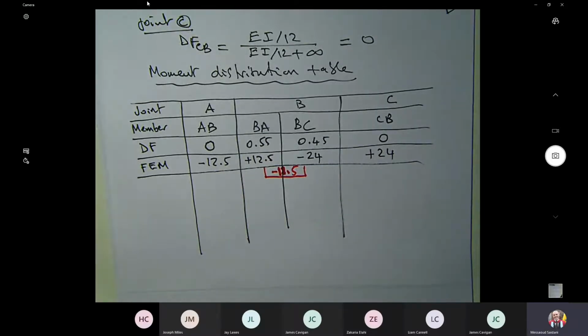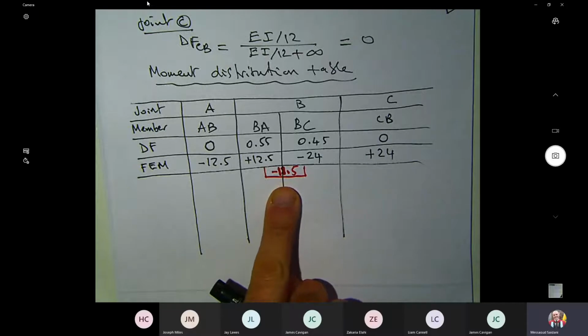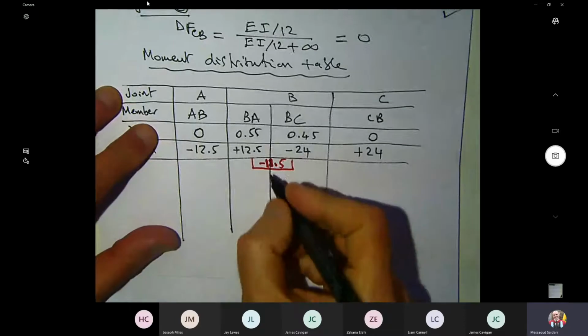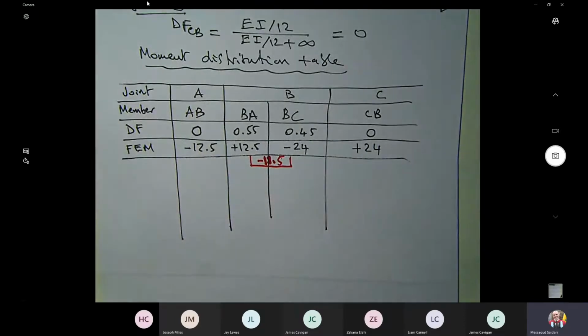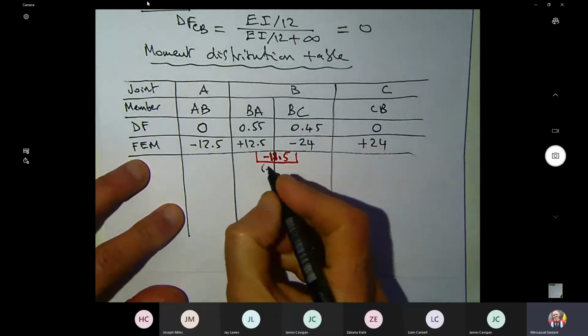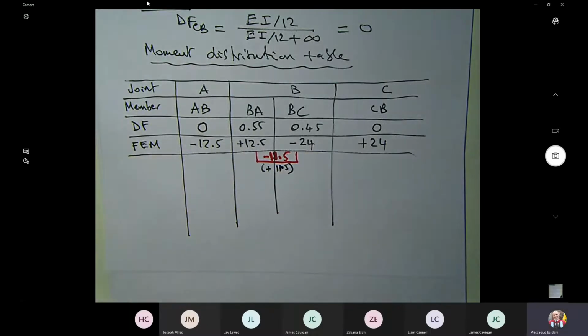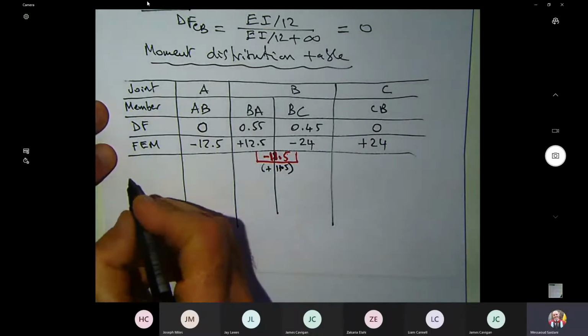Please pay attention here. Just follow with me, and then I'll give you time to write it down. So we have an out of balance here of minus 11.5. Clear? In order to balance it, to make it equal to 0 in equilibrium, how much do I need to add? Exactly. I'm going to do it this way, but in the future you will see you don't have to write everything down. So here we need an 11.5 to actually make it in equilibrium. So now I'm going to balance this.